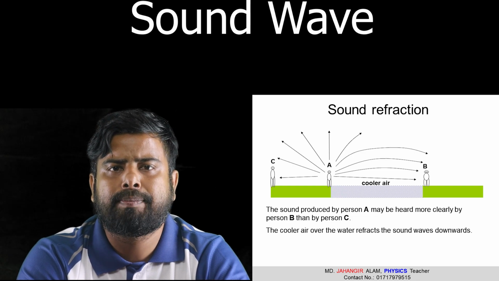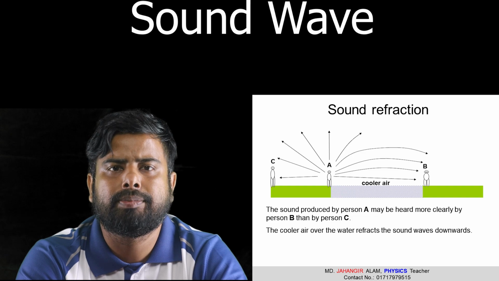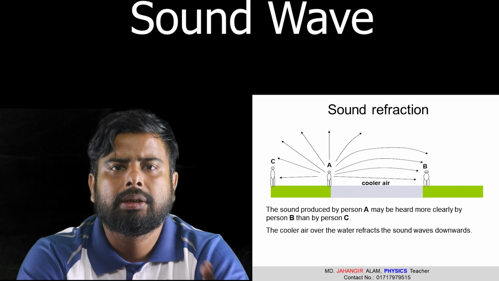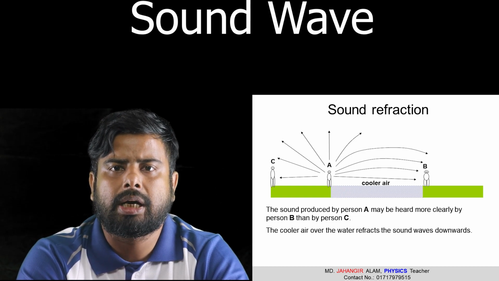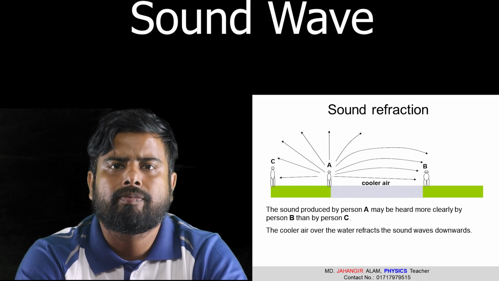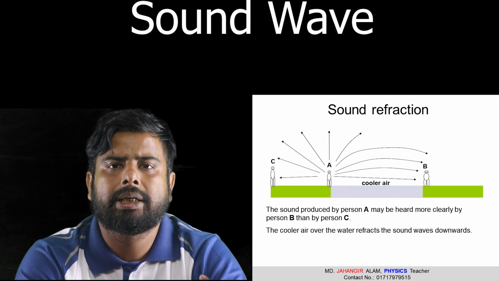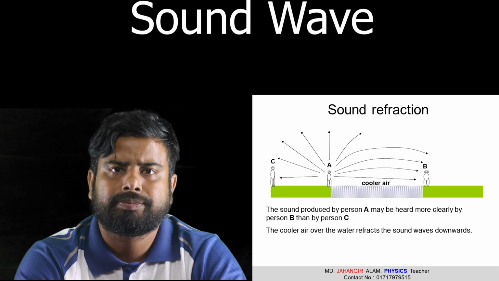Sound produced by person A may be heard more clearly by person B than by person C. Why? The cooler air over the water refracts the sound waves downwards. That's why the sound from person A may be heard more clearly by person B than by person C.